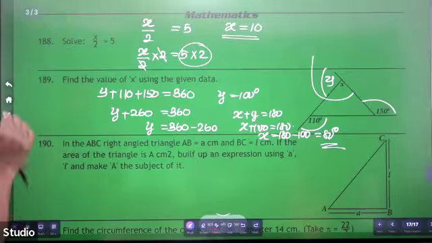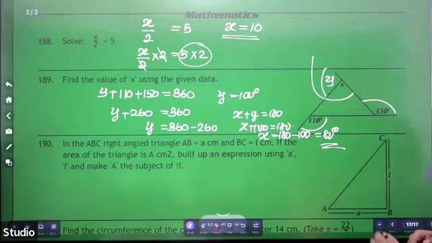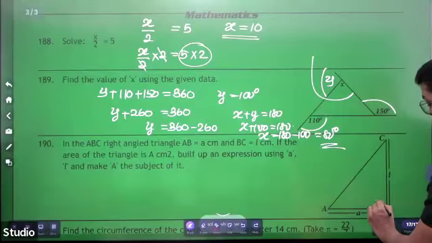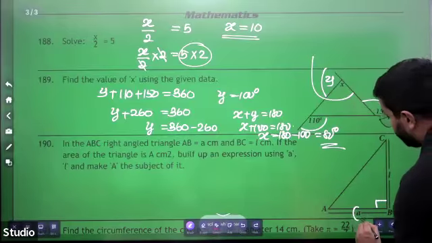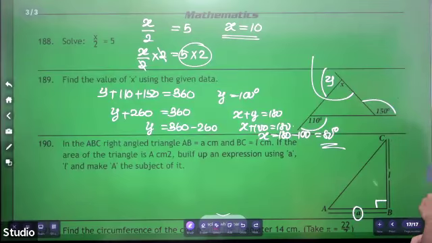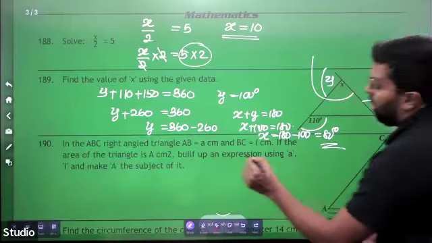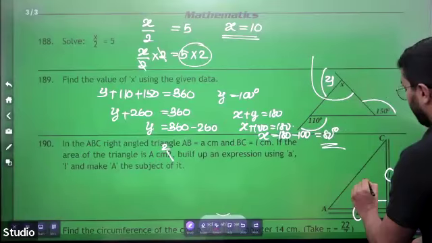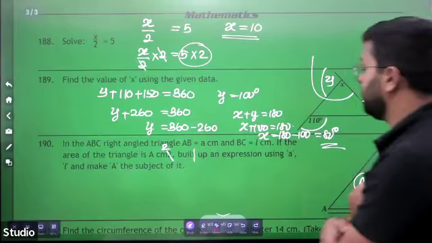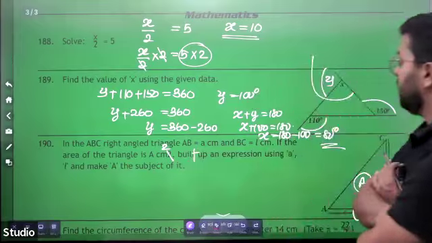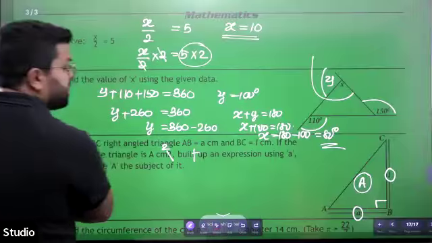In the right angled triangle ABC, AB length equals a centimeters. So this should be a right angle, a 90-degree angle. AB equals a centimeters. BC equals l centimeters. Area of the triangle equals A square centimeters. Build up an expression using A, a and l. Make A the subject of it.